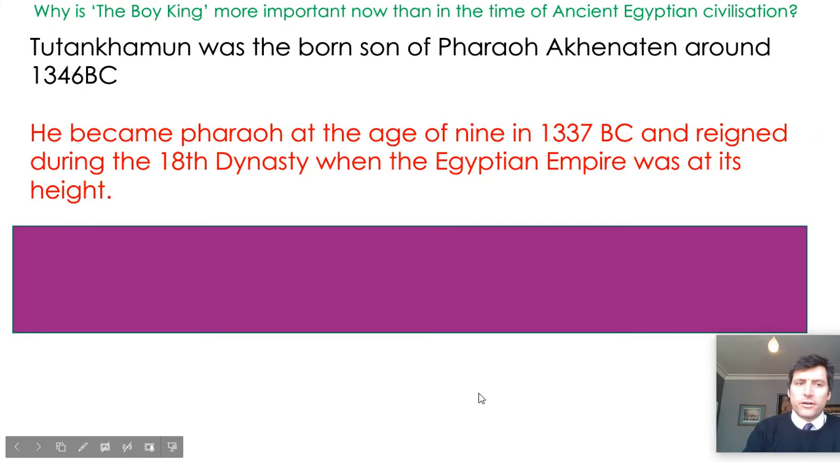He was the son of the Pharaoh. Now, he became Pharaoh when he was only 9 years old. So he's 2 years older than you guys, and he became in charge of the whole of the civilization of ancient Egypt during what's called the 18th dynasty, so the 18th iteration of the Egyptian Empire. It's really big and important back then. Okay, so it was a big job.